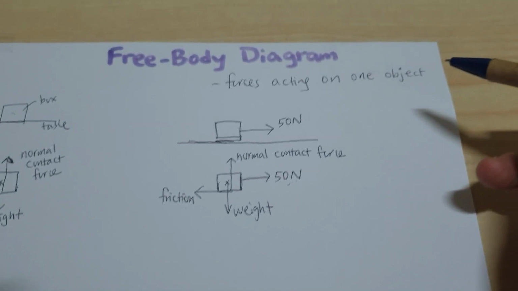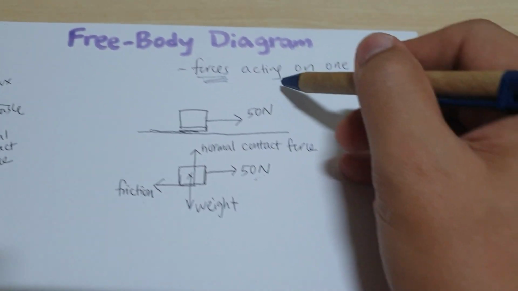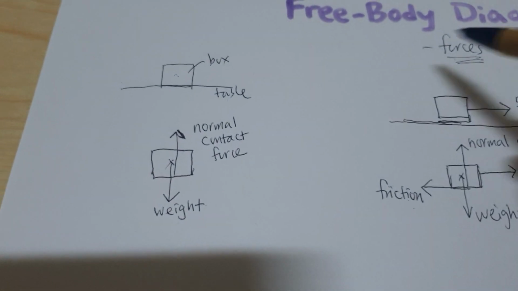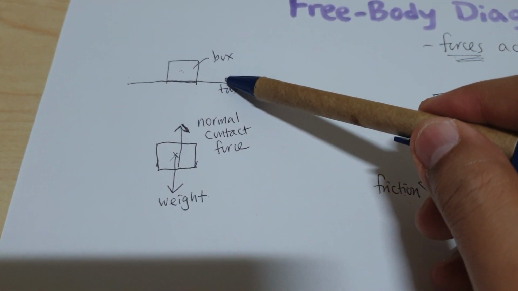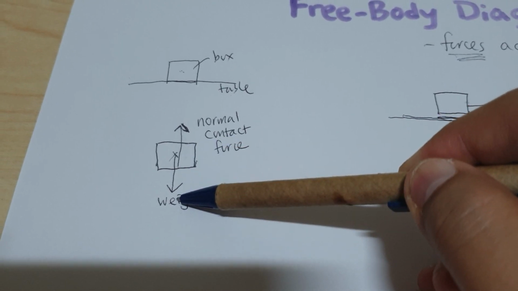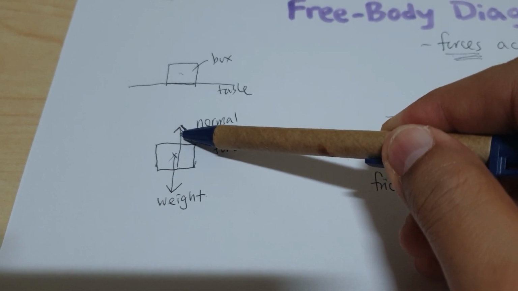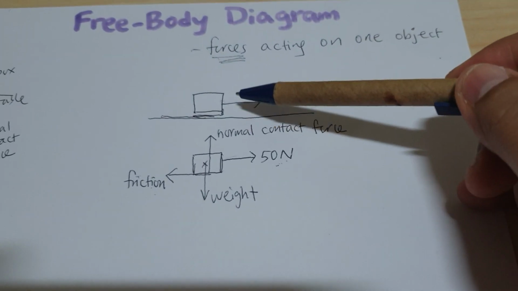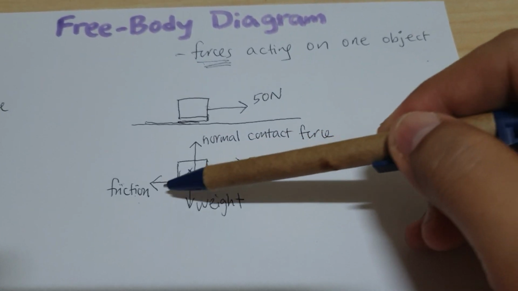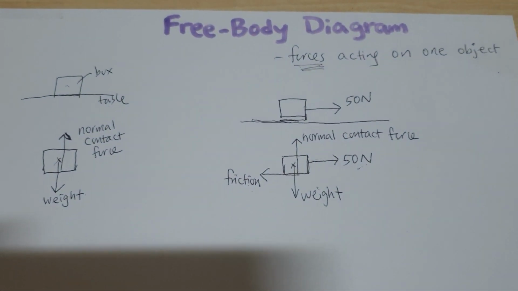Now, in summary, a free body diagram shows all the forces acting on one object, right? So this is an example of the box resting on the table: the weight by the gravitational attraction by the planet, and the normal contact force by the table on the box. On top of the two forces, there is a pulling force to the right in this example and the friction opposing it. So this is a free body diagram.